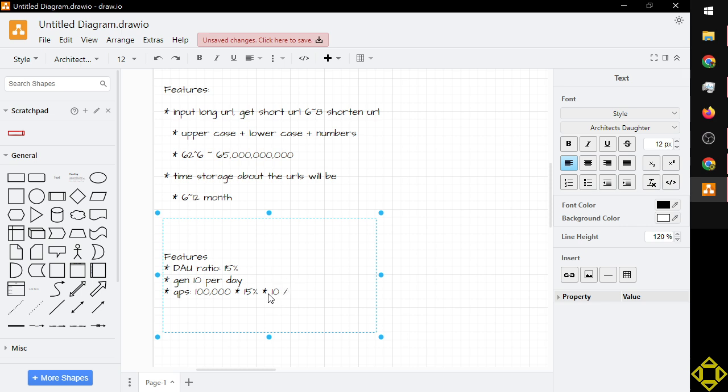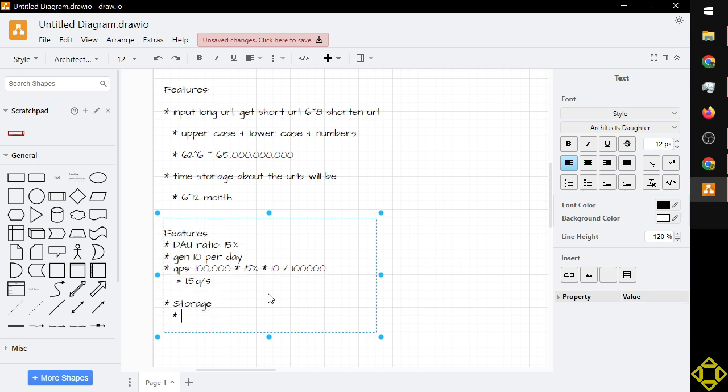And also we will divide by the QPS, we will divide to daily seconds. And also we can get this QPS. Well, the output will be relatively low, 1.5 queries per second. So it's relatively low. But the problem is our storage.